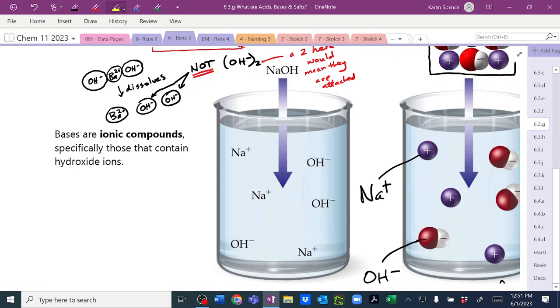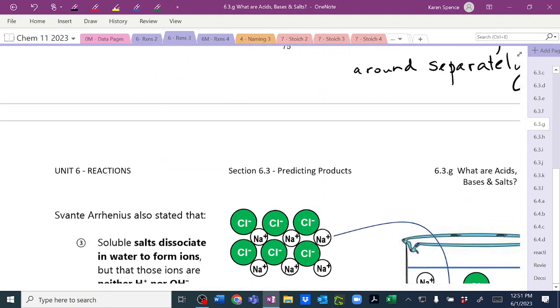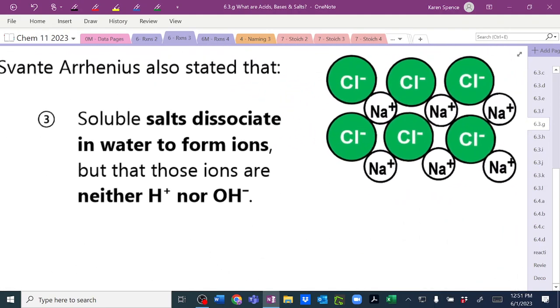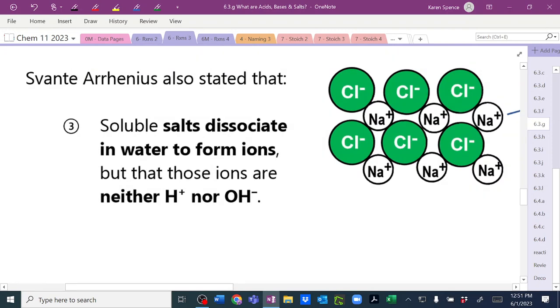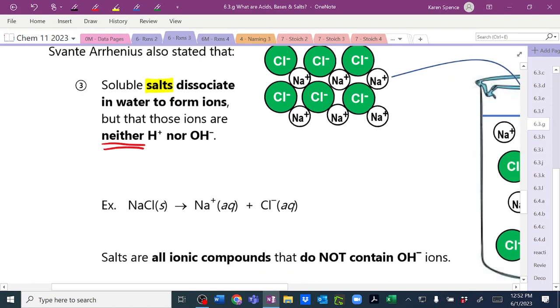Bases are ionic compounds. They are specifically those that contain hydroxide ions. And finally, we're going to get to the last category, which is salts. And salts are any compounds that dissociate in water to form ions, but neither of those ions will be H or OH. So basically any ionic compound that does not contain hydroxide. So salts are all ionic compounds that do not contain hydroxide.